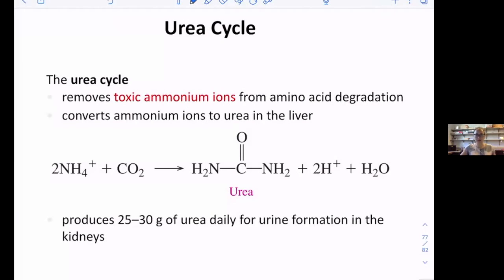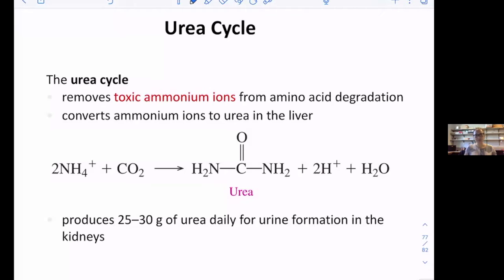Okay, so the last little part of the cycle we're going to talk about is the urea cycle and then the fate of all of these amino acids. So the urea cycle is what actually removes ammonium from our bodies. Ammonium is actually toxic to our bodies, so it stays in the liver, and in the liver, it undergoes the urea cycle to convert ammonium to urea.